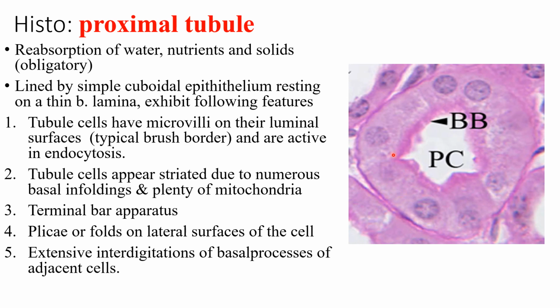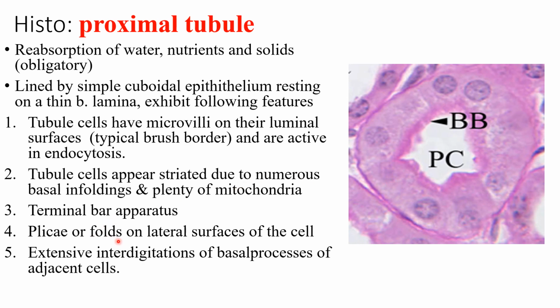Terminal bar apparatus is present, and this terminal bar apparatus is formed by the tight junction and zonula adherens between the apical areas of the adjacent cuboidal cells for the purpose of compartmentalization between the lumen of the proximal convoluted tubule and the intercellular compartment.